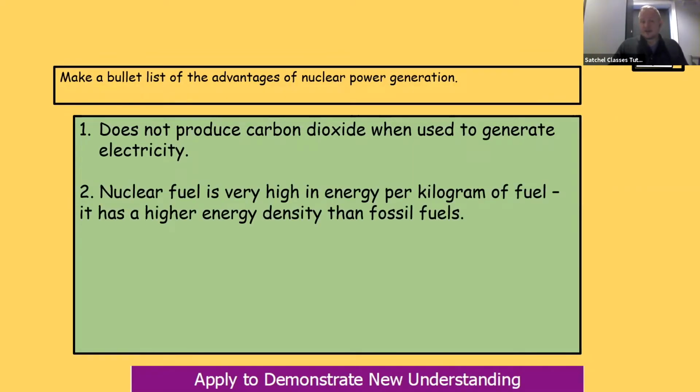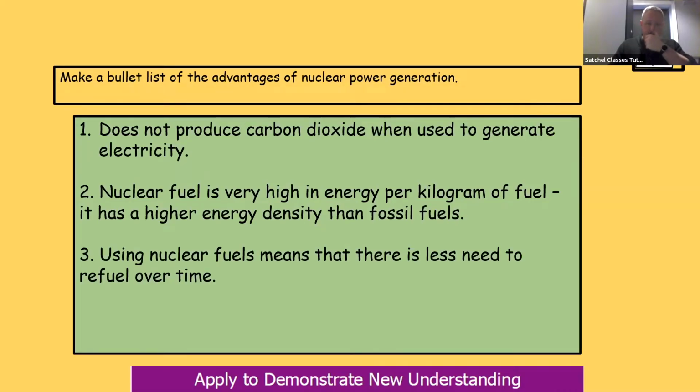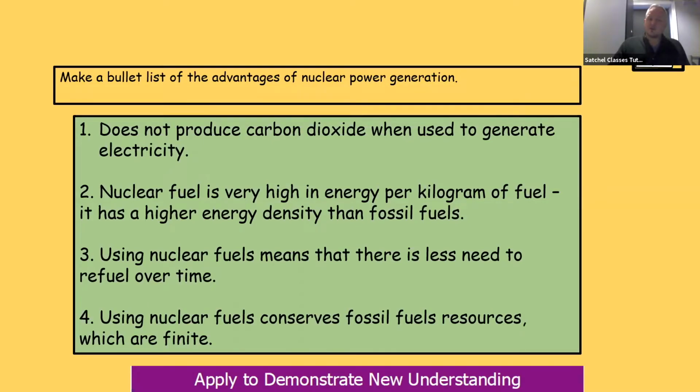2, nuclear fuel is very high in energy per kilogram, or it's very high energy density compared to fossil fuels, meaning that we can use less of it and still get the same amount of energy out. 3, using nuclear fuels means there's less need to refuel over time. This is a very specific use, but it's really important for things like nuclear submarines or for nuclear-powered spacecraft. 4, using nuclear fuels conserves fossil fuel resources, which are finite.